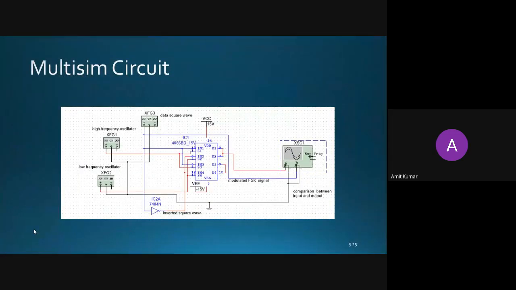Here if you see, we are using the 4066B. It's a switch. If you apply 1 at IN1, then whatever data is available at S1, meaning source, will be available at D1. If you apply 1 at IN2, whatever data is available at S2 will be available at D2. So it works like a switch.